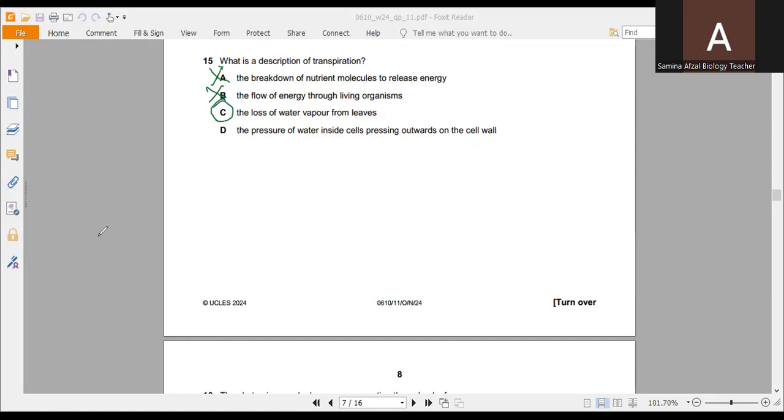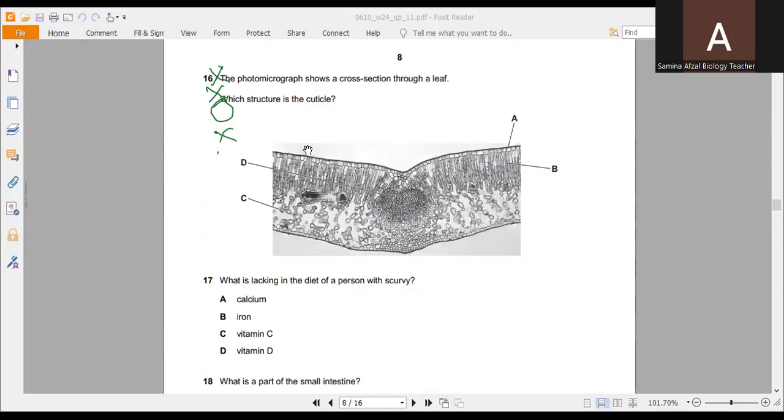The pressure of water inside cells pressing towards the cell wall. Now this is turgidity. So again, this is not the correct option. Only C is the correct option. And during this, the osmotic pressure is produced. Next question, 16.